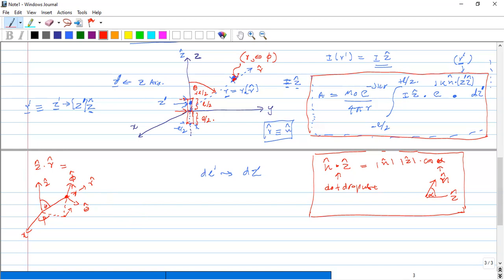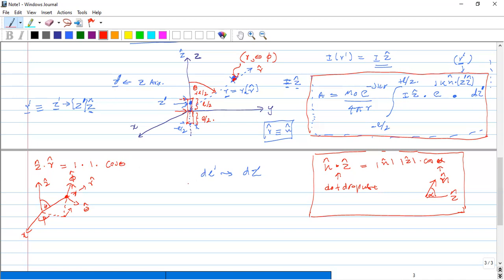So you have to find z hat dot r hat. What is the answer? z hat magnitude is 1 because this is a unit vector, and r hat magnitude is 1, that is a unit vector, and you have cos theta here. So this is the answer for z hat dot r hat.